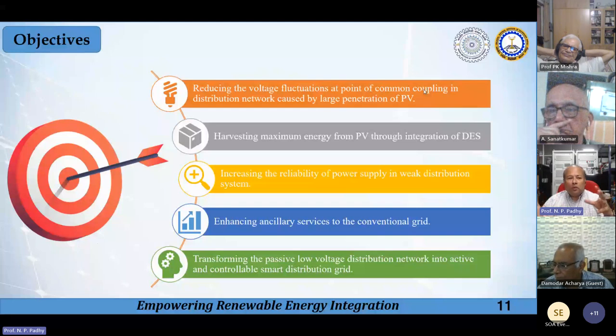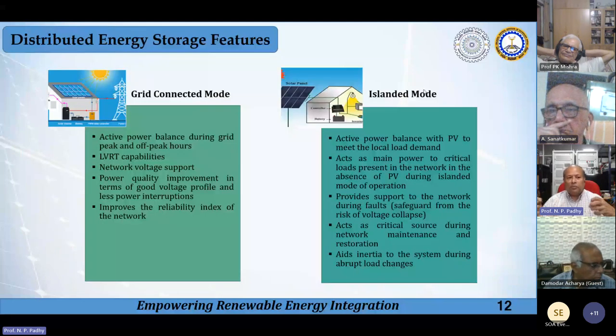So when you talk about battery storage, the distributed energy storage features, if you have a grid connected mode, active power balance during grid peak and off-peak hours is possible. LVRT, low voltage ride-through capabilities, and network voltage support are possible. And certainly power quality improvement in terms of good voltage profile and less power interruption is possible. It improves the reliability index of the network also.